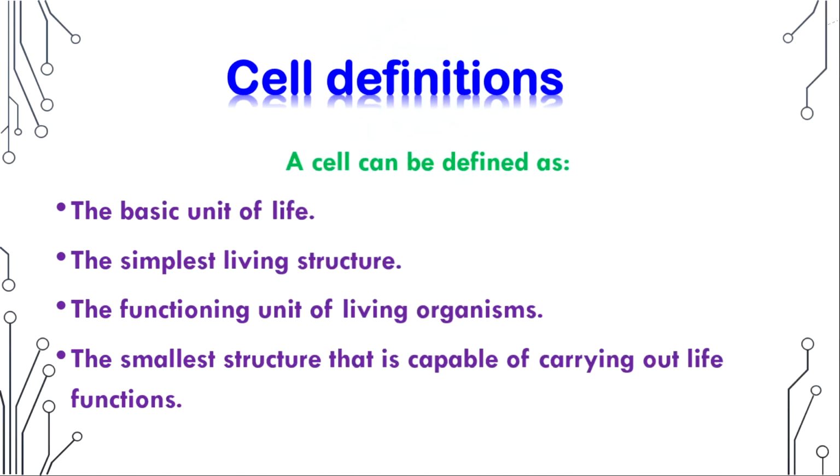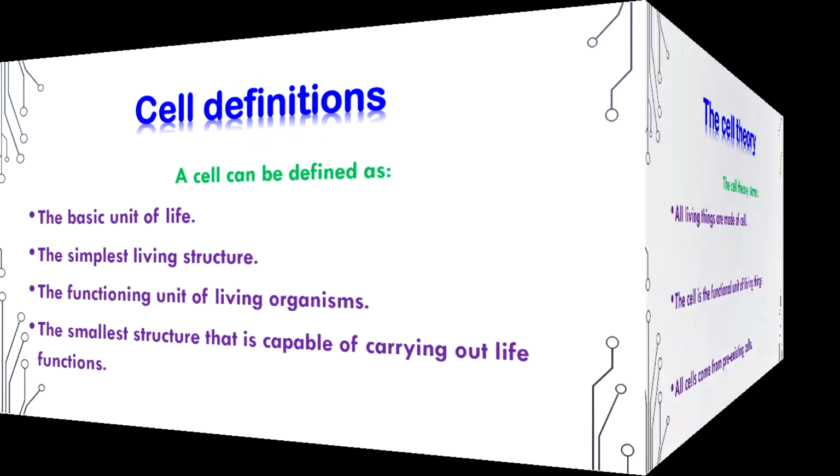Now, a cell can be defined in many different ways. One such basic definition is that the cell is a basic unit of life. It is also the simplest living structure. It can also be defined as the functioning unit of living organisms, and as the simplest structure that is capable of carrying out life functions.